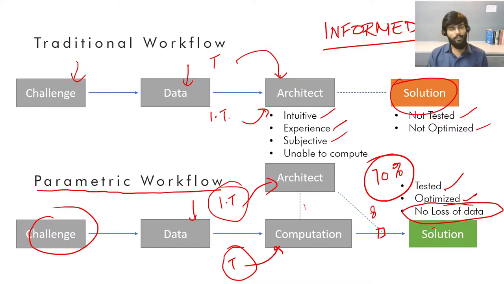And you can only be sure about those designs, you can only make those informed choices once you test your buildings, once you evolve them parametrically. So that is why there is a crucial need for fusing the parametric workflow into our workflow today. Do you guys agree with me?